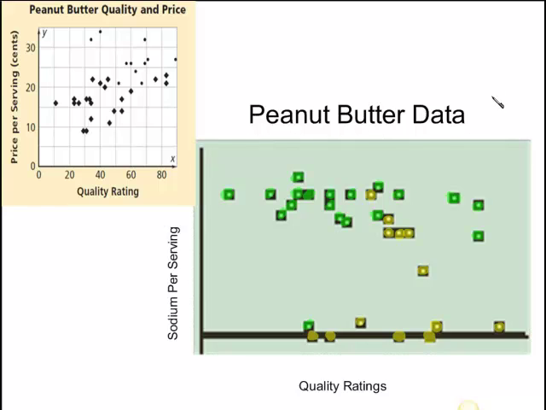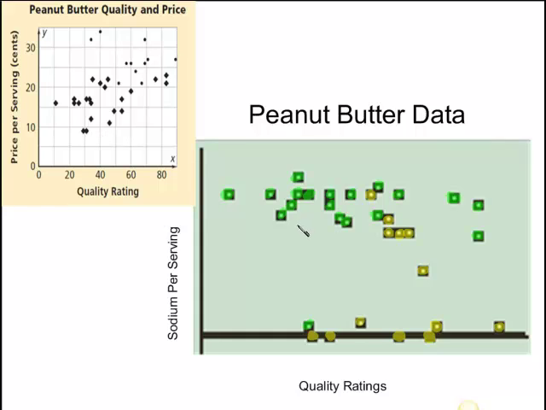Alright guys, so today we're going to talk about correlation, and we have looked at a couple different scatter plots. Now, on Monday we looked at the peanut butter quality ratings versus price per serving, and we saw that as quality ratings increased, the serving price also increased. It was higher, higher, lower, lower.